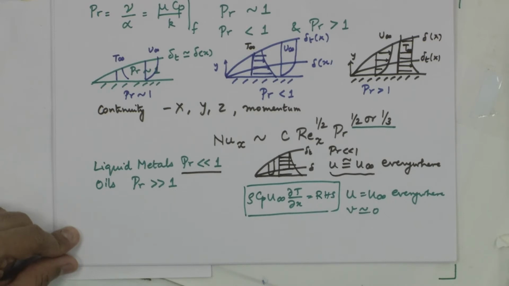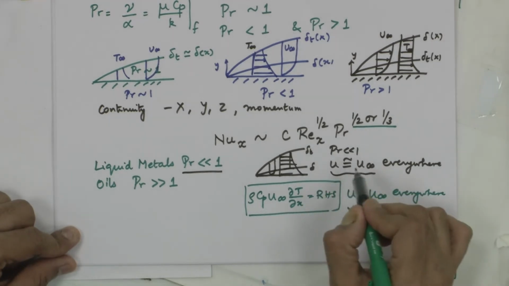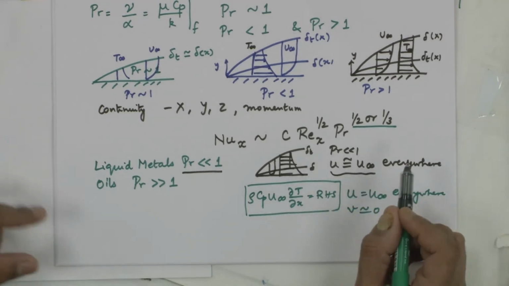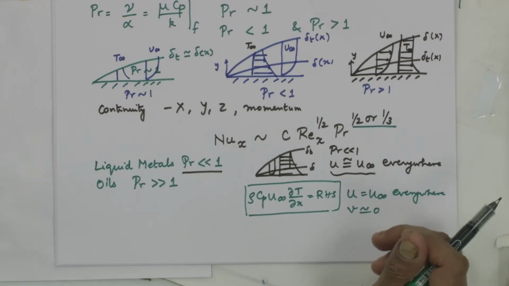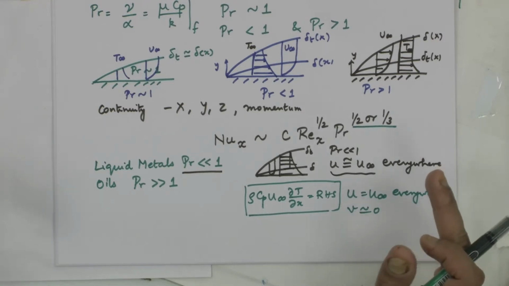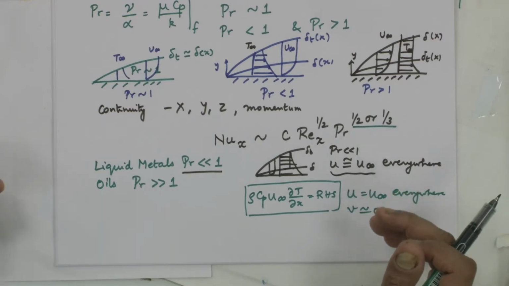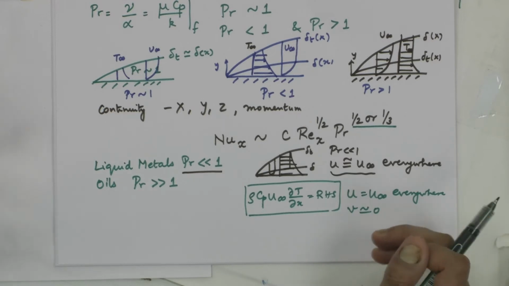So, that is a big advantage. Instead of solving 3 Navier-Stokes, 1 energy and continuity equation, this approximation allows you to have u equal to u infinity approximately everywhere, thereby making the problem where you solve only the energy equation. So, it makes life a lot simpler for that.